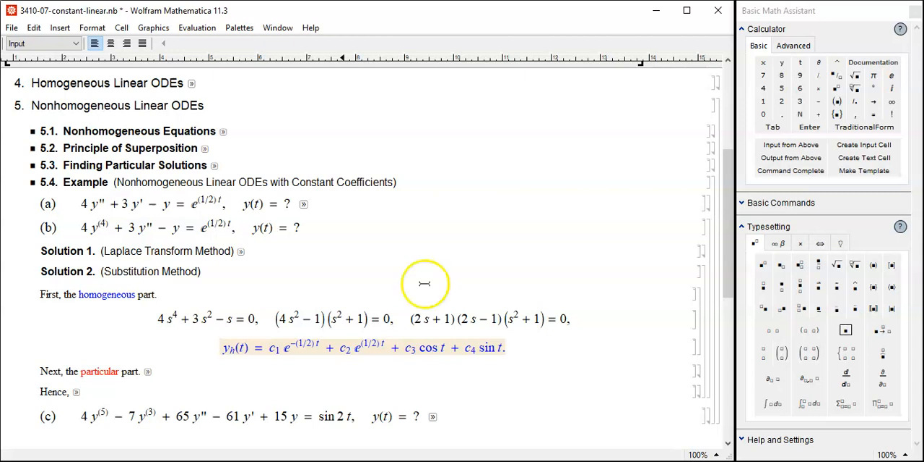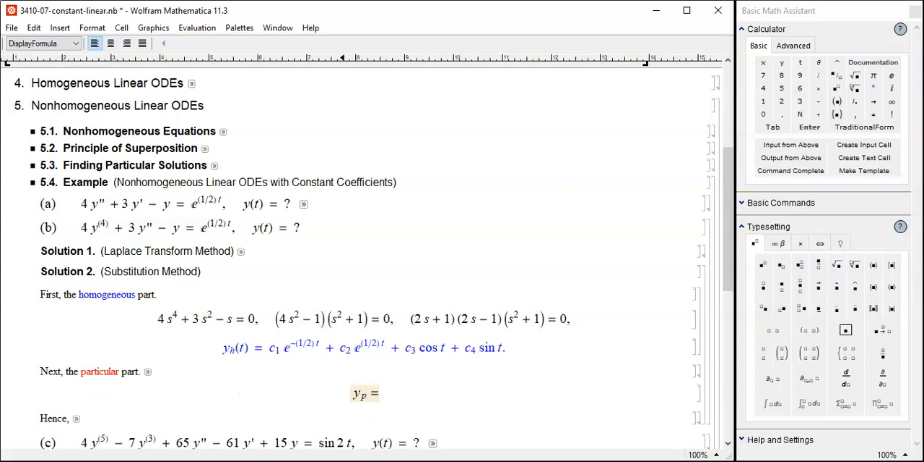Okay, let's go to the particular part. Maybe you'll have to do this, right? Yp is equal to c times the exponential of 1/2 of t. But there's a problem. If you do it that way, this term here will eat it up. You see, the homogeneous part already has this term. So this term here, which I just highlighted in bold green, will eat up this. So we have to do something more.